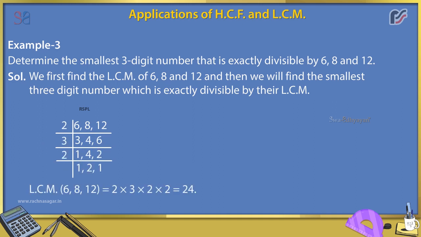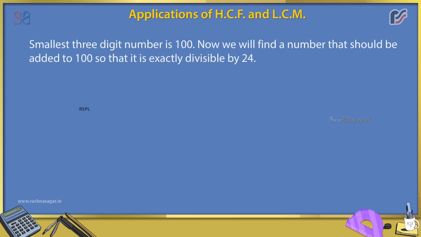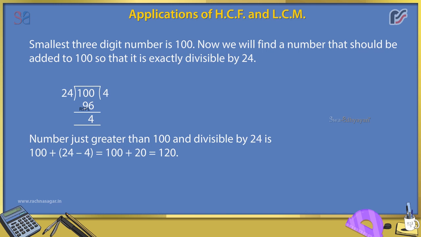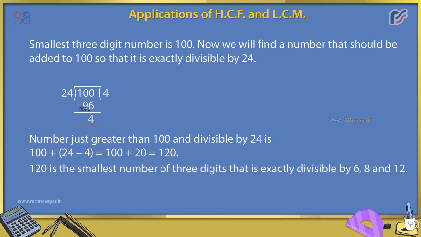LCM of 6, 8, 12 is equal to 2 multiplied by 3 multiplied by 2 multiplied by 2, which is equal to 24. Smallest three-digit number is 100. Now we will find a number that should be added to 100 so that it is exactly divisible by 24. Number just greater than 100 and divisible by 24 is 100 plus 24 minus 4, which is equal to 100 plus 20, which is equal to 120. 120 is the smallest number of three digits that is exactly divisible by 6, 8 and 12.